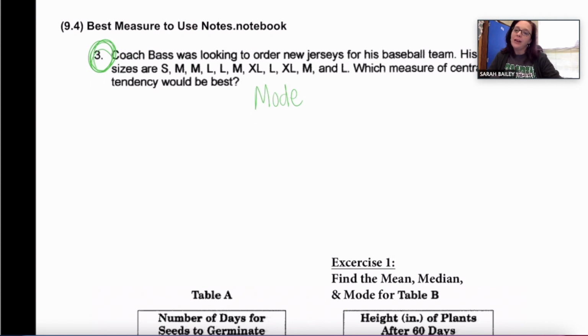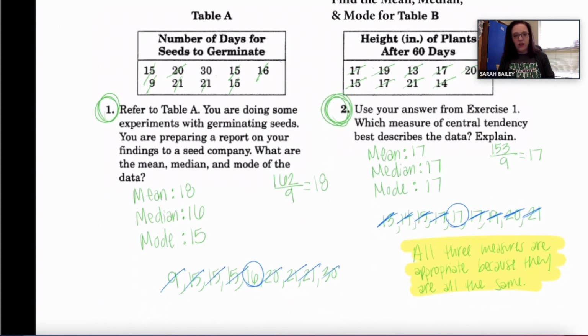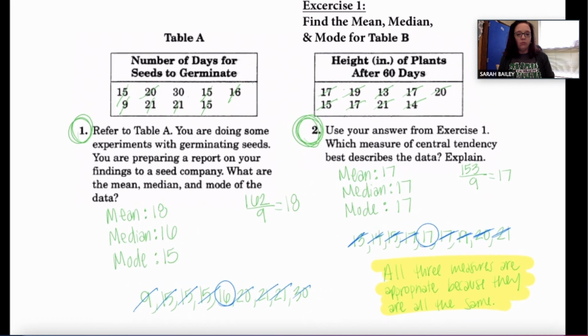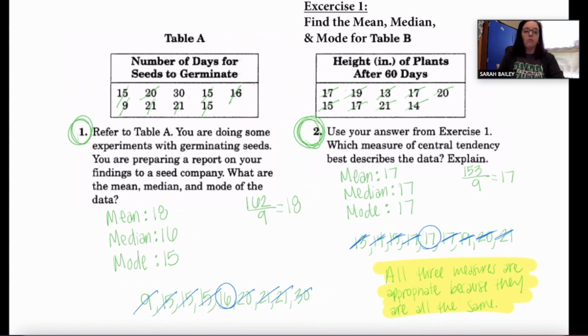Welcome back, everybody. So for number 3, you should have went with mode as being the best measure to use, since we were dealing with sizes of shirts, which is not numerical data. And then here are the last 2 problems. So go ahead and pause the video and check over that.